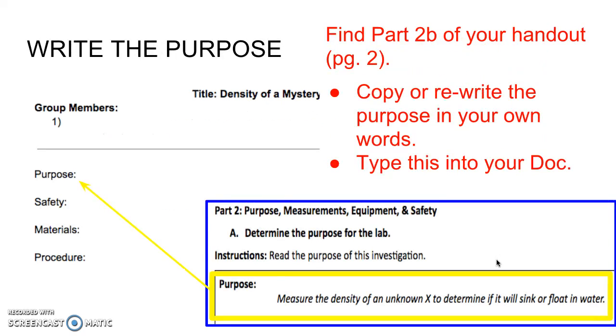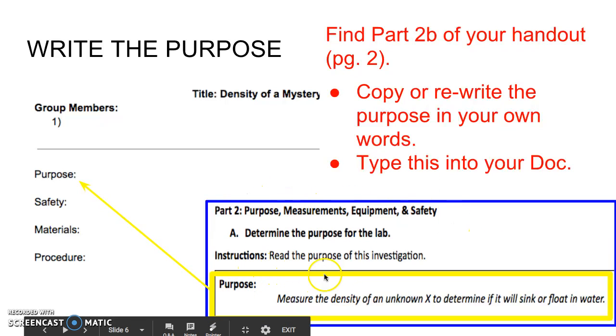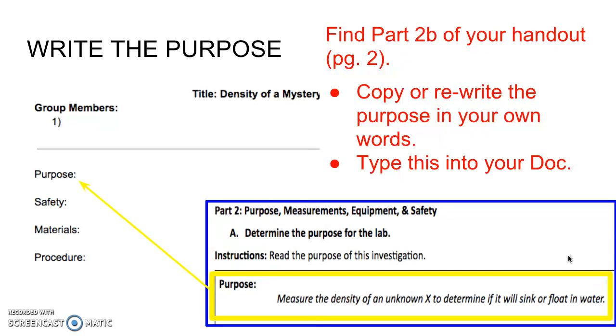All right, now that you have that handout, we're going to start with the purpose. That's the first section. So the purpose is real simple. You go to the second page of your handout. It should actually say 2A here because it's part 2A. You will find the purpose written down. You can just copy this or rewrite this in your own words and type this into the purpose section. So take a minute to pause the video and get that typed in.